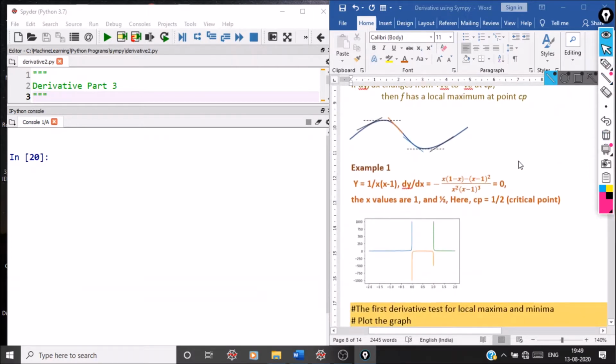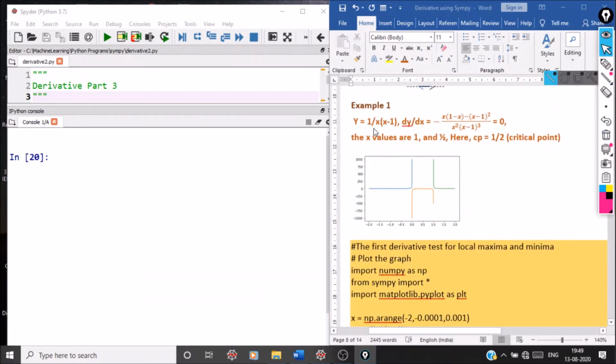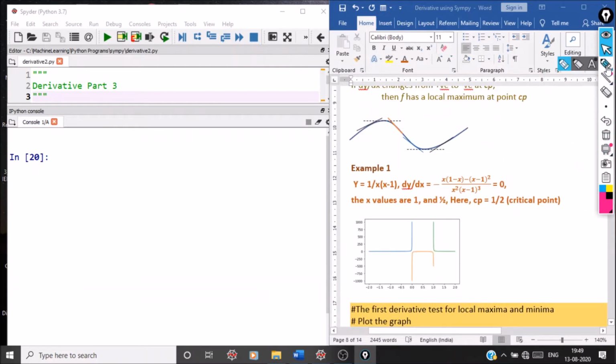Okay, next we can see one example. Say y is equal to 1 by x into x minus 1. So dy/dx is our derivative. You can see here that if it is a tangent, then the dy/dx value is 0. So if you put dy/dx equal to 0, we can get these particular x values.